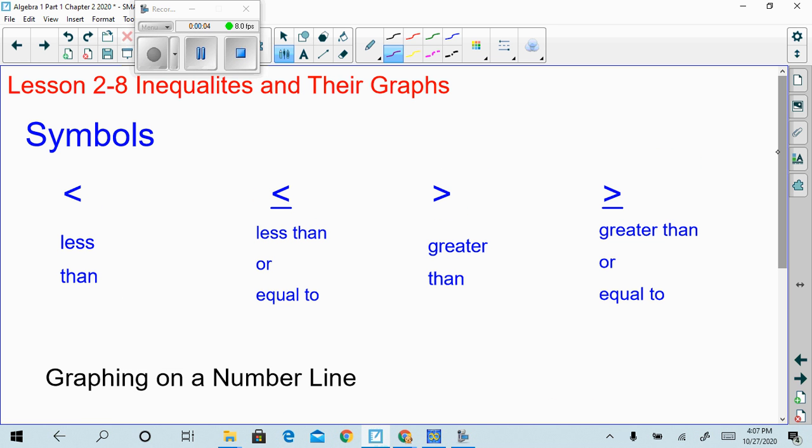After spending time solving one-step equations, we're now going to shift our direction to inequalities. Let's recall that there are four symbols of inequality: less than, less than or equal to, greater than, and greater than or equal to. We can graph inequalities on a number line, so we're going to be solving, finding a solution, and graphing. But before we do, let's just recall how to do the graphing.